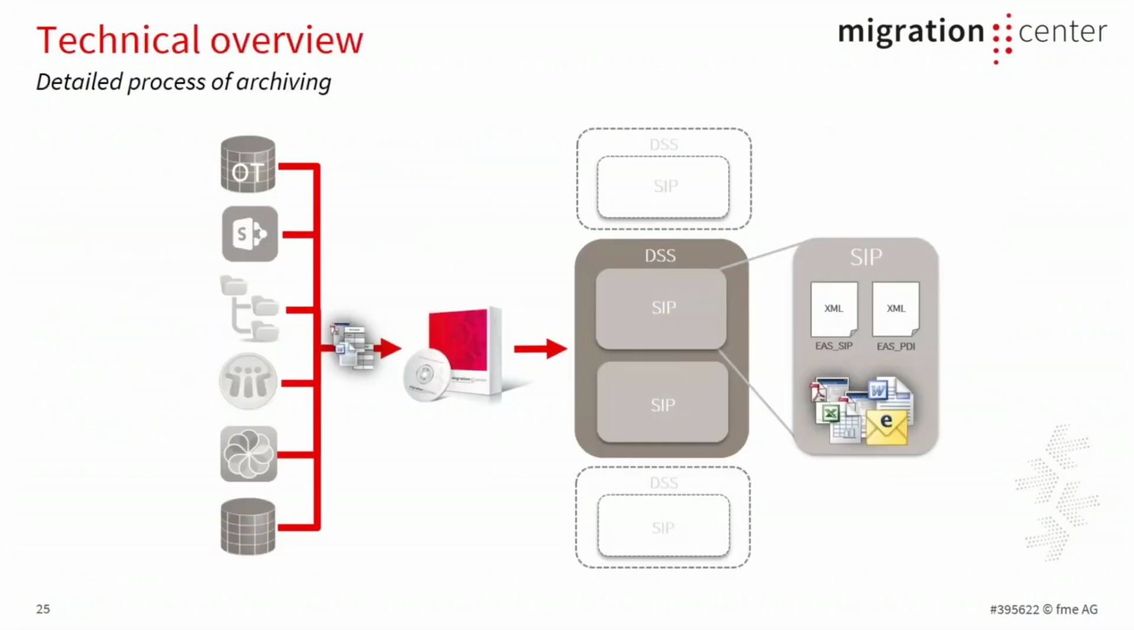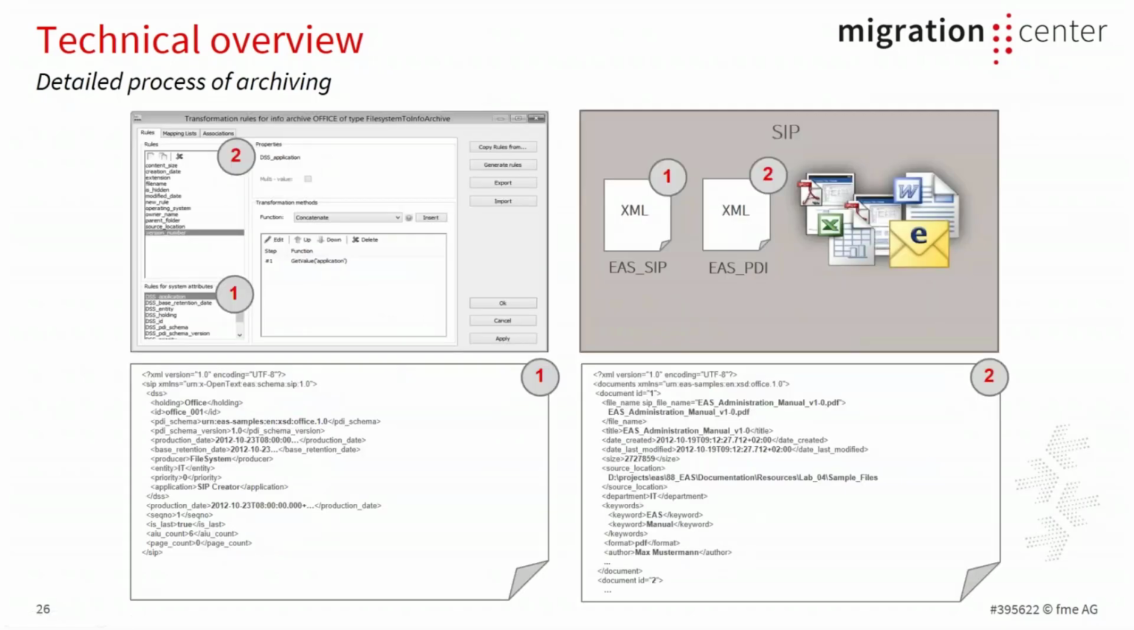Okay, just some more detailed information about how the Migration Center is creating those zip files. You may be familiar with it, so I just want to mention it. So no matter where the data is coming from, we go through the Migration Center processes, and then we create the zip file accordingly with the 2 XML files, the EAS SIP and EAS PDI file, and all the content to it. As I said, we can also transform the content, and also we can change the structure of the XML file in any way the holding is configured on the InfoArchive side.